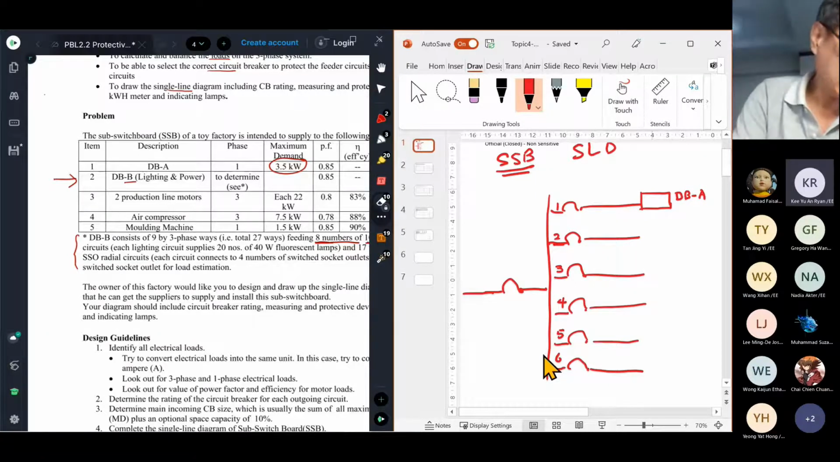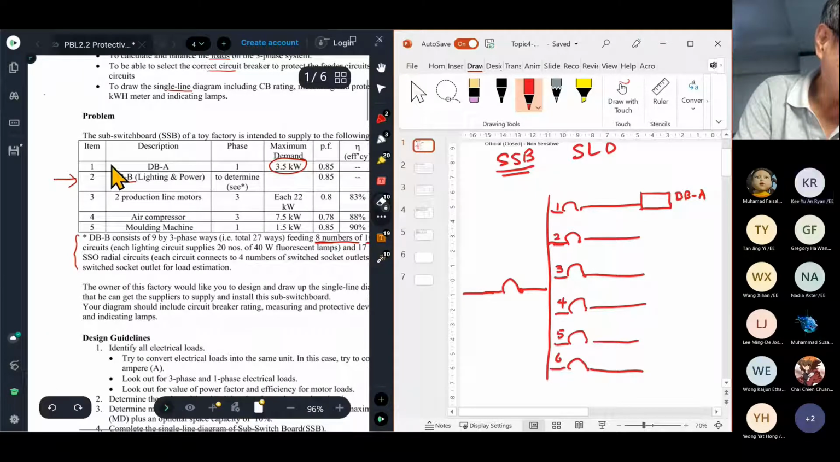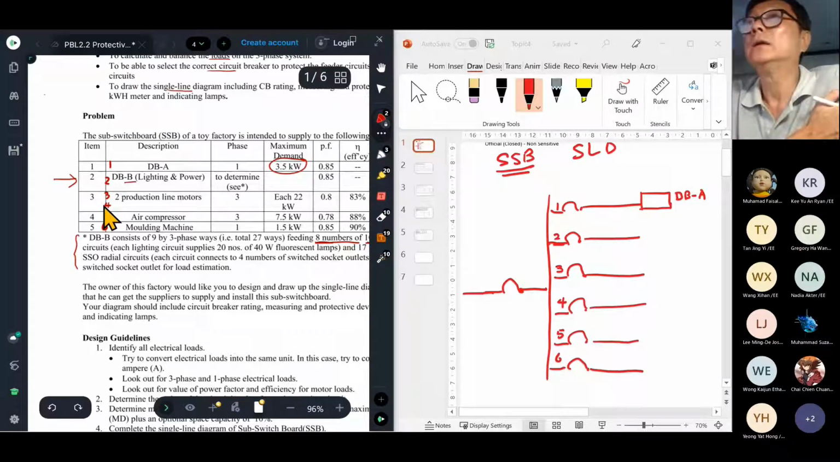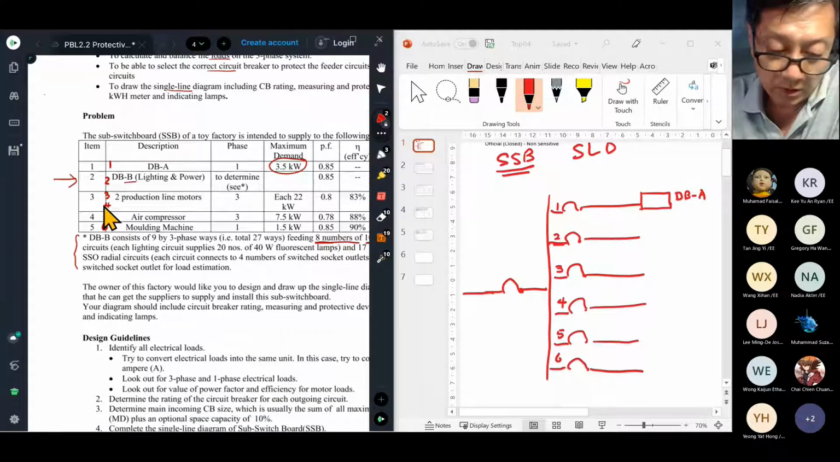Okay, maybe I didn't make it clear. Let's follow this way. This is circuit number 1. This is circuit number 2, circuit number 3, number 4, number 5, and number 6. Just now we said there are 6 circuits going out, right? So circuit number 2, if I want to draw something on my single line diagram, what should it be?